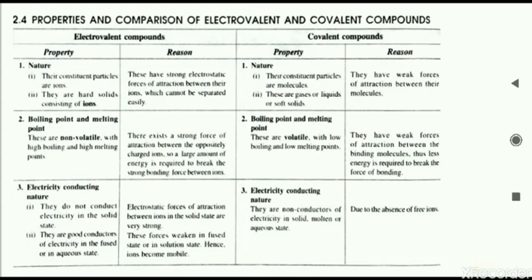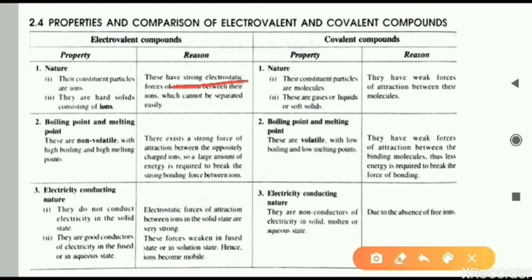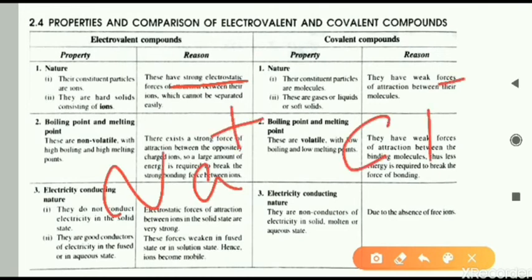Second thing, because ions are there, a strong electrostatic force of attraction is there. For example, NaCl is an ionic compound. Positive charge and negative charge are there on the two ions, so the opposite charges attract each other. As a result, a strong electrostatic force develops. Because of this strong electrostatic force, the nature of this compound becomes a hard solid. All the electrovalent compounds are solids.